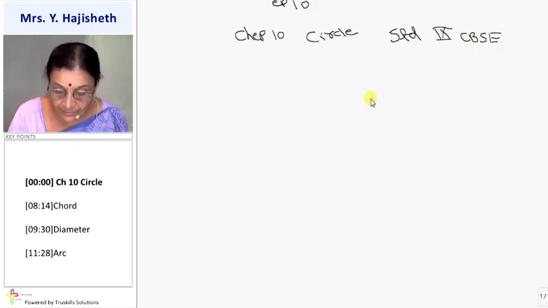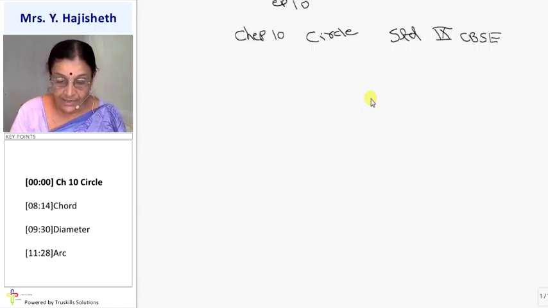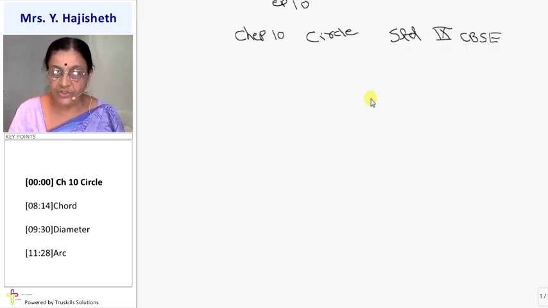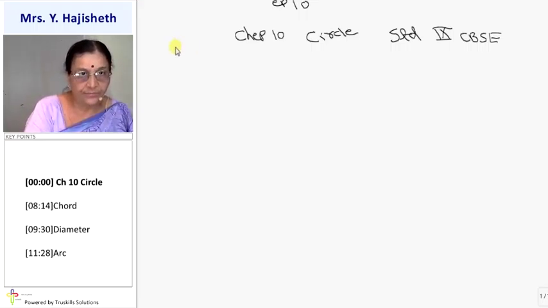We are going to learn about the circle, terms related to the circle, and some of its properties. Three things we are going to learn: what do you mean by circle, terms related to circle, and some properties of those terms and circles. First of all, what is a circle?